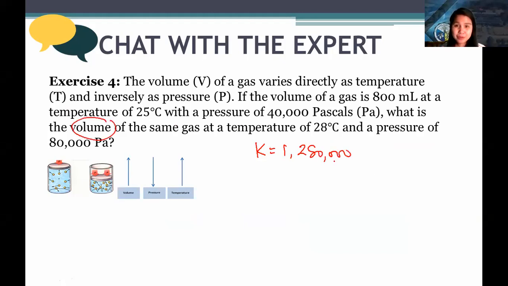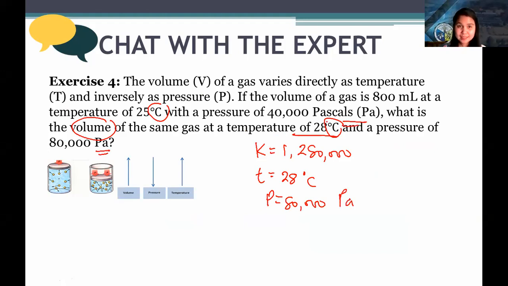We're looking for the volume when the temperature is 28 degrees. Check. Same, degrees Celsius. And the pressure of 80,000 pascals. Pascals and pascals, the same. It's very important, or else you need to do some conversion.